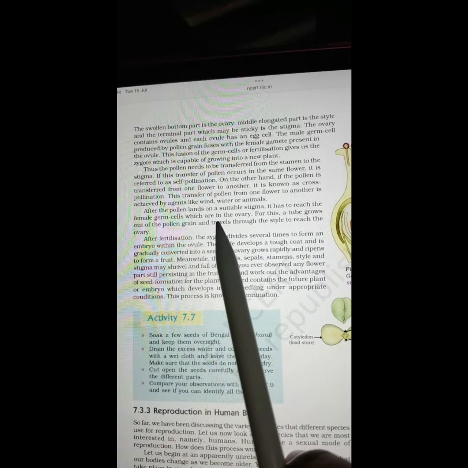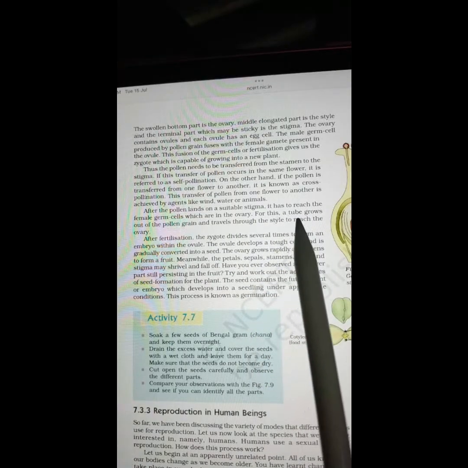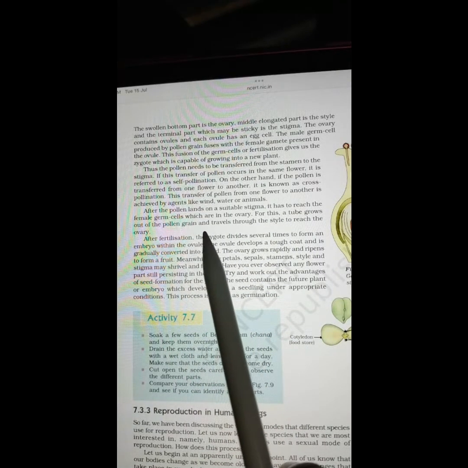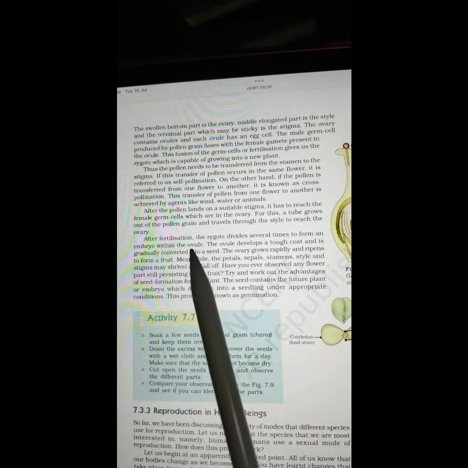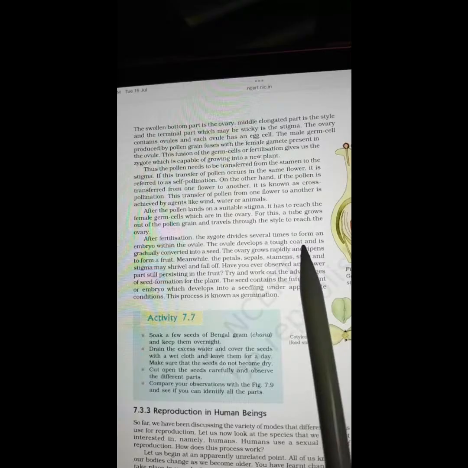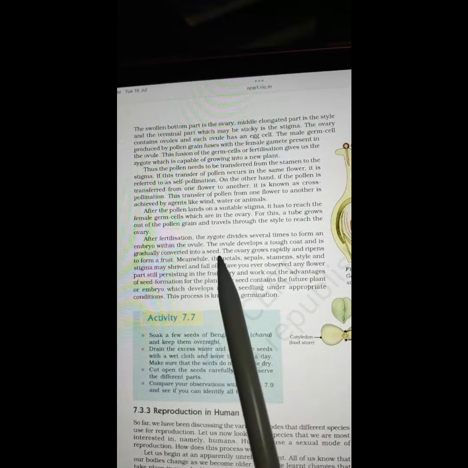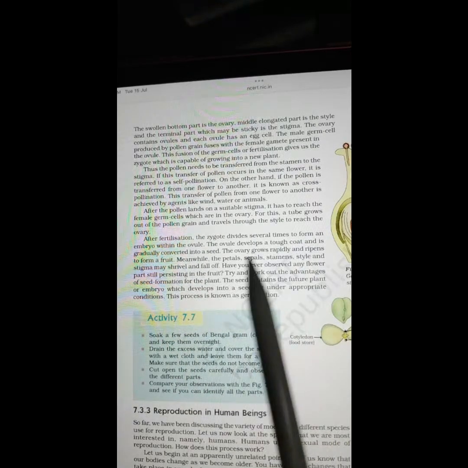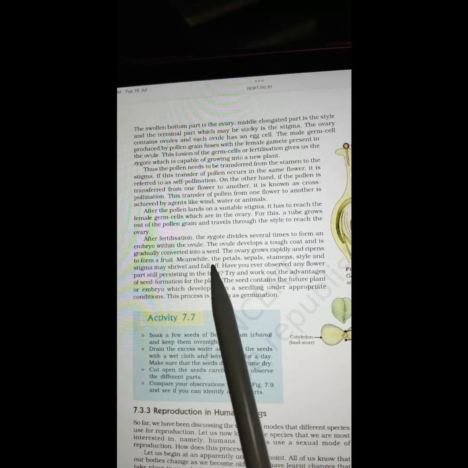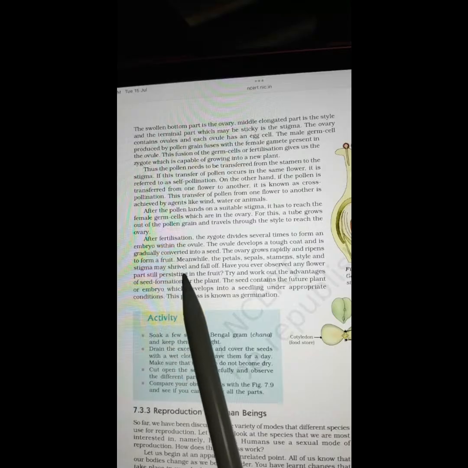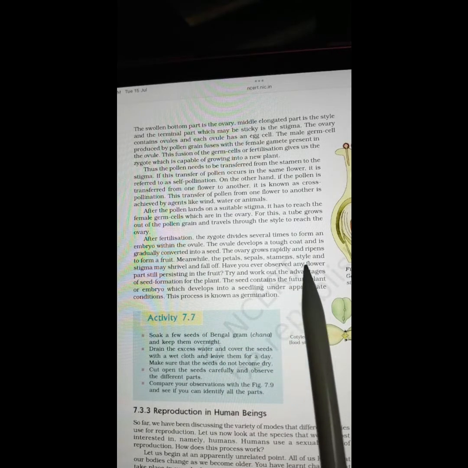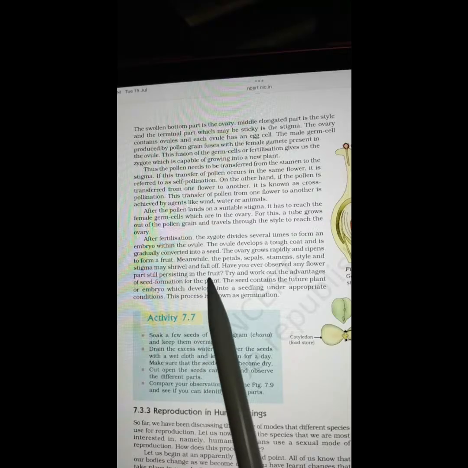After the pollen lands on a suitable stigma, it has to reach the female germ cells, which are in the ovary. For this, a tube grows out of the pollen grain and travels through the style to reach the ovary. After fertilization, the zygote divides several times to form an embryo within the ovule. The ovule develops a tough coat and is gradually converted into a seed. The ovary grows rapidly and ripens to form a fruit. Meanwhile, the petals, sepals, stamen, style, and the stigma may shrivel and fall off.